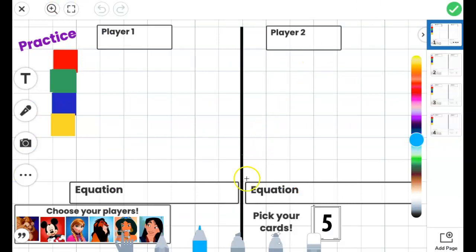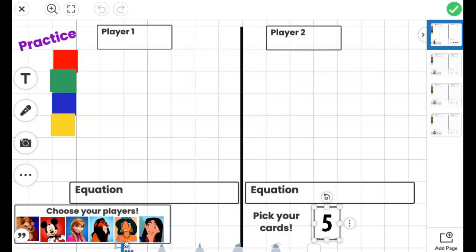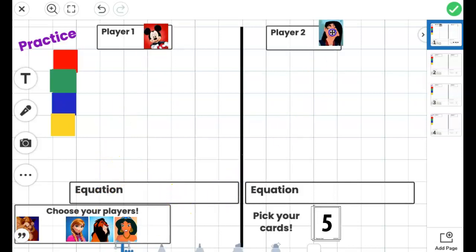All right, the first thing we do is we need to pick our characters. This is a tough choice. I think for this round, I'm going to pick Mickey Mouse and Mulan. You can pick whichever character you want.